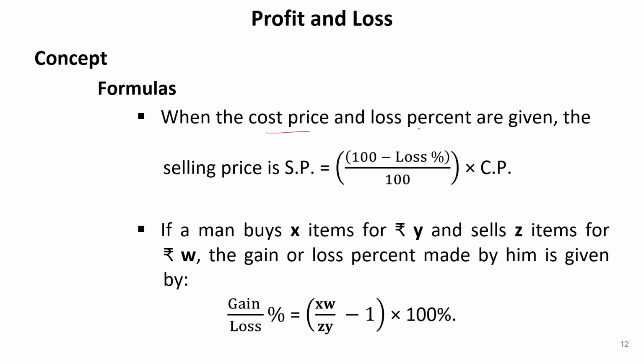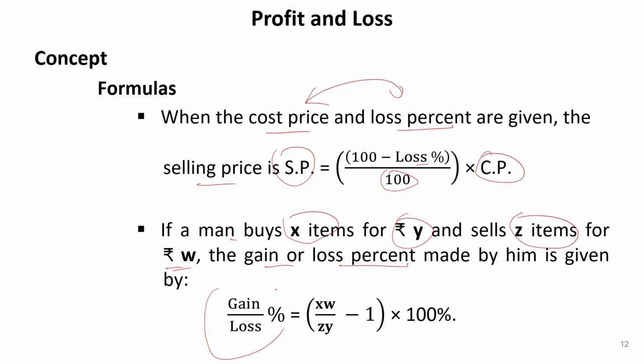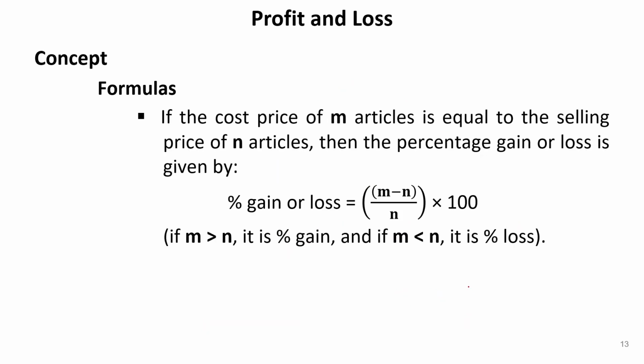So when the cost price and loss percentage, both these things are given, the selling price will be SP is equal to (100 minus loss percentage) by 100 into CP, that is the cost price. So if a man buys X items for Y rupees and sells Z items for W rupees, then the gain or loss percentage made by him is given by gain or loss percentage is equal to (XW by ZY minus 1) into 100%.